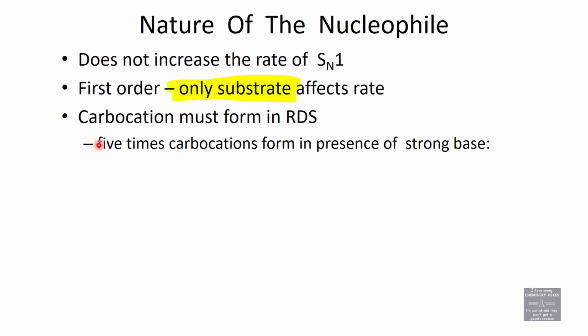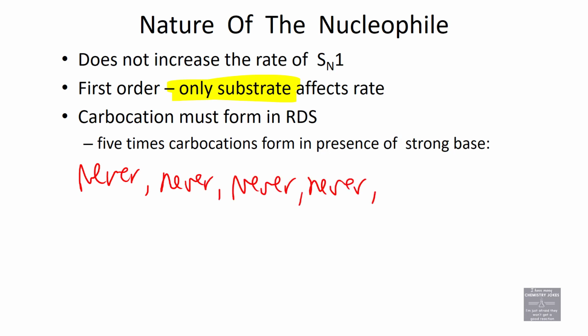This is an old wisdom from my professor. There are 5 times that a carbocation can form in the presence of a strong base. You ready? Never, never, never, never, never.